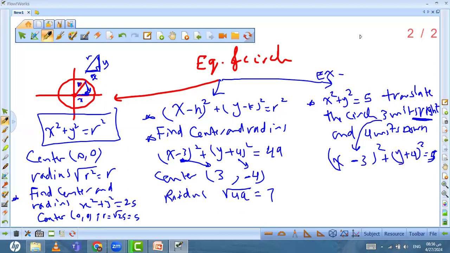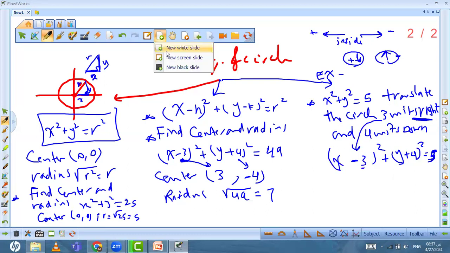It means right, negative. Left, positive. This one inside the bracket. Up, negative. Down, positive. Okay? When you put it inside the bracket, change it. If he said right, you make it negative 3. If he said down, you make it positive. And the radius is still the same.